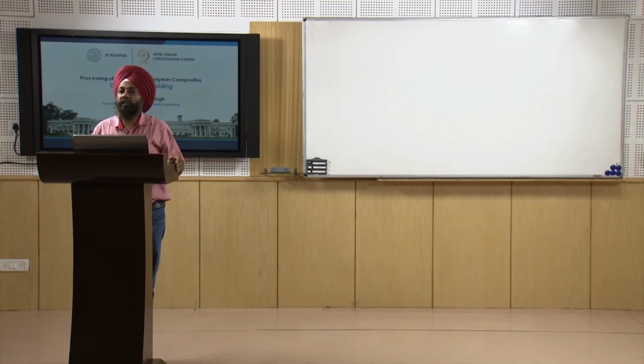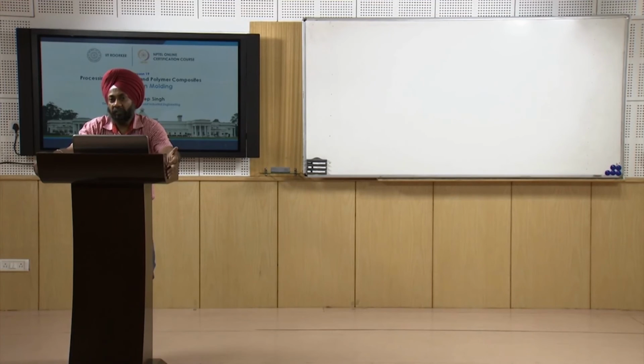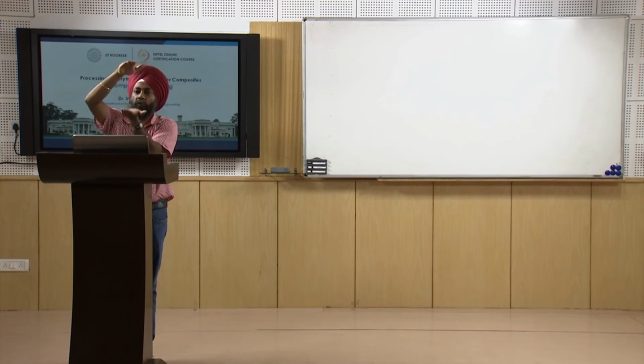As I have told you, the layup for thermosetting type composite parts can be made on a workbench, so manual intervention is also there in the case of the compression molding process. It is not a fully automatic process. Sometimes secondary processing, that is trimming of the product, is required after compression molding, which I have already highlighted, because this is a two mold half process.